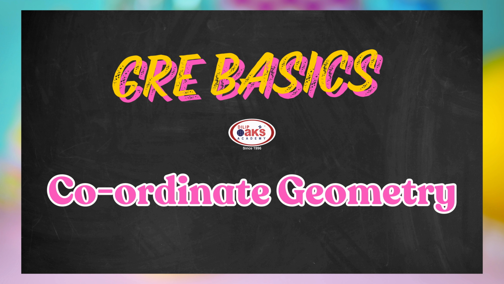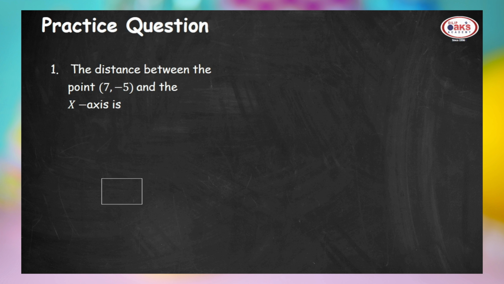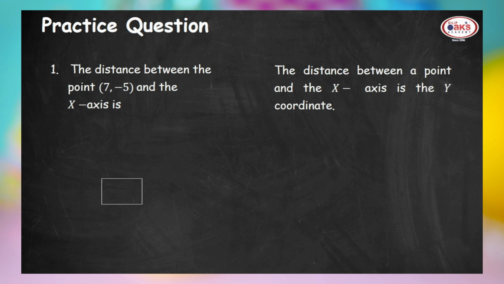In this lecture we will revise the basics of coordinate geometry with the help of a few solved examples. So here comes the first question, which is asking us to find the distance between the point (7, -5) and the x-axis. Now we know that the distance between any point and the x-axis is actually the y-coordinate of that point. So here we are likely to conclude that the answer is -5.